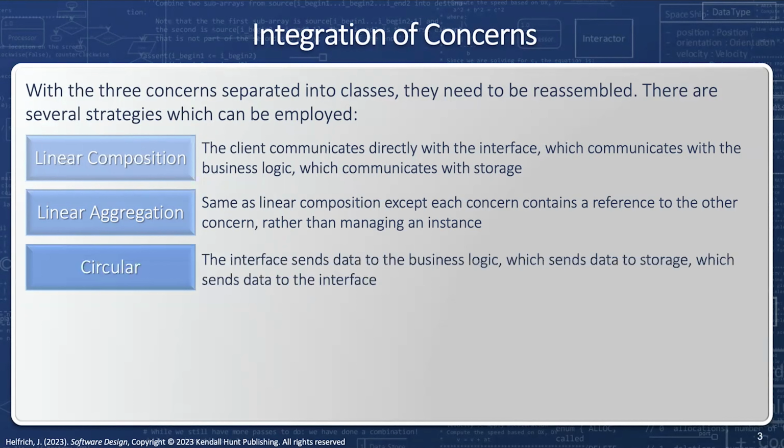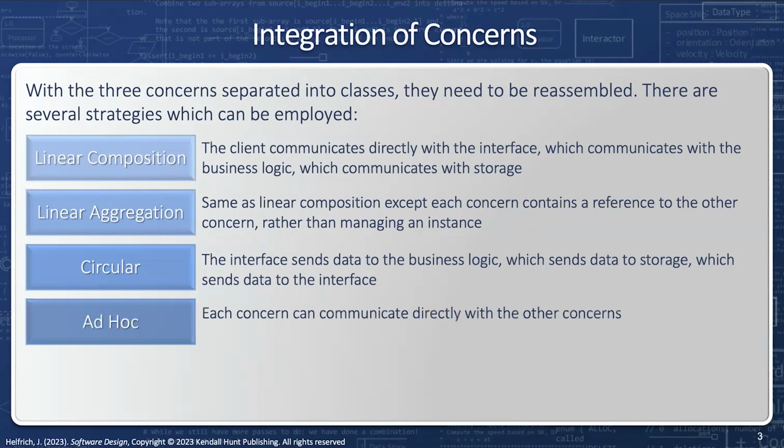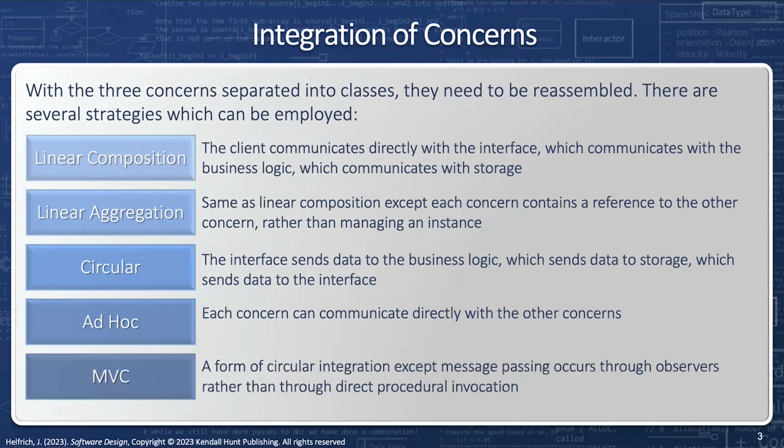And next, we're going to have circular integration. In this case, the interface is going to communicate directly with the business logic. The business logic will then send information to the storage, and the storage will send information directly back to the interface. The next one is an ad hoc, and here I don't really have a plan. I'm just going to make connections happen willy-nilly. And finally is the model view controller. And this is a composite design pattern where the storage is going to talk to the interface through the observer design pattern. The interface is going to send information directly to business logic, and business logic will send information directly through the storage. Okay, let's take a look at each of these in turn.